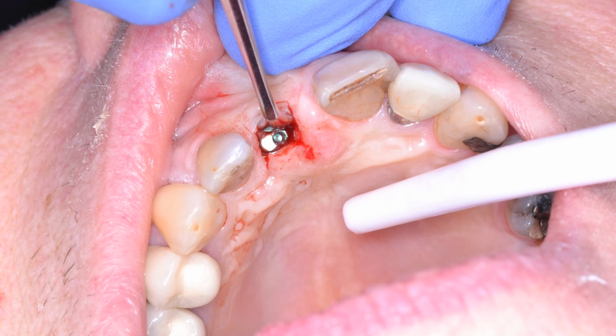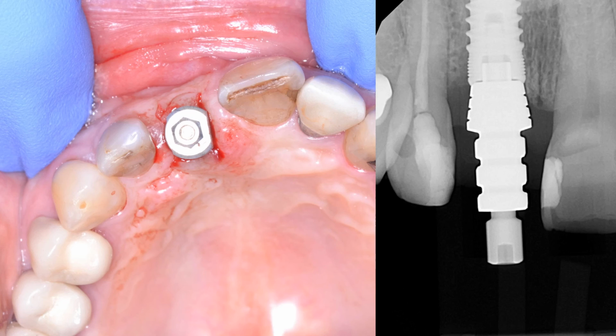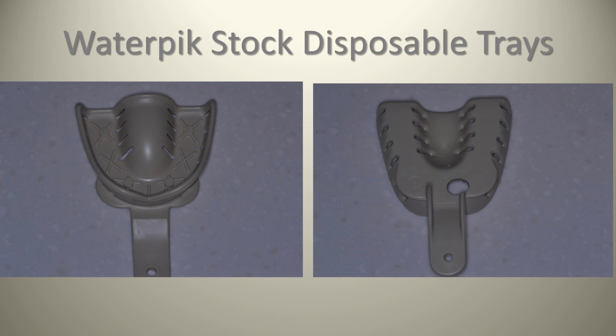So we place an impression coping. So there we go. So this is what we're talking about here. So this is an impression coping. We place it into the implant. We take a radiograph to verify that it's seated. Very important step. Once we verify that it's seated, we basically get a Waterpik stock disposable tray of the appropriate size. Once we know that it's the appropriate size, we drill a hole in order to allow that impression coping to come out the orifice.